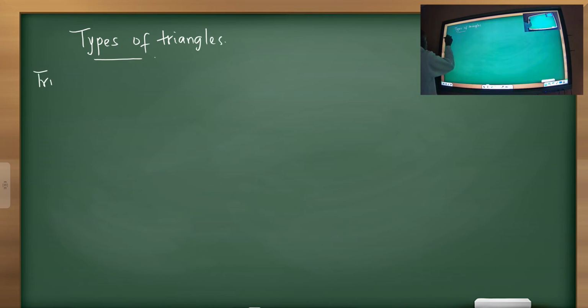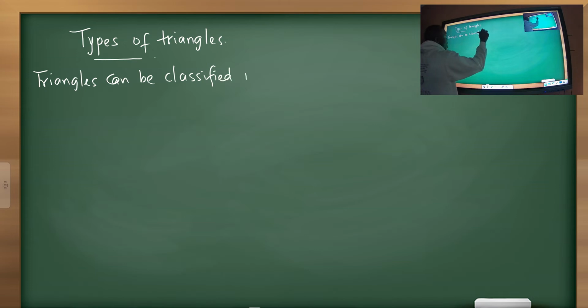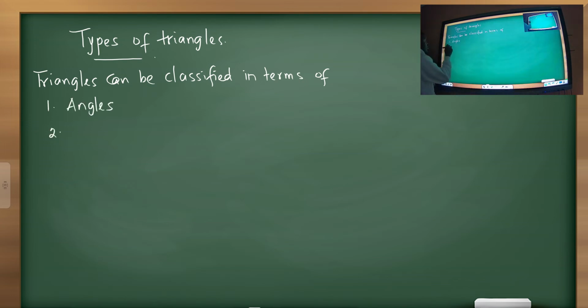All right, triangles can be classified in terms of number 1, the angles, and number 2, the length of the sides. We all remember that in the word triangle, tri means 3. So a triangle has 3 sides. All right, let's look at the first one in terms of angles.